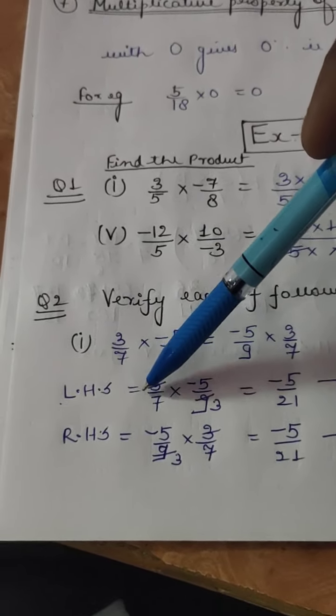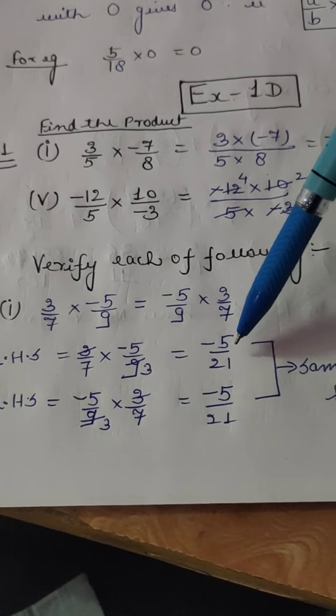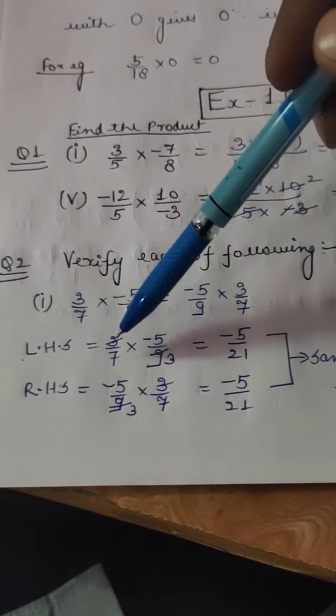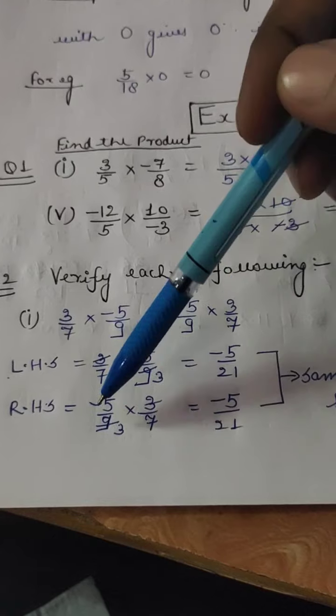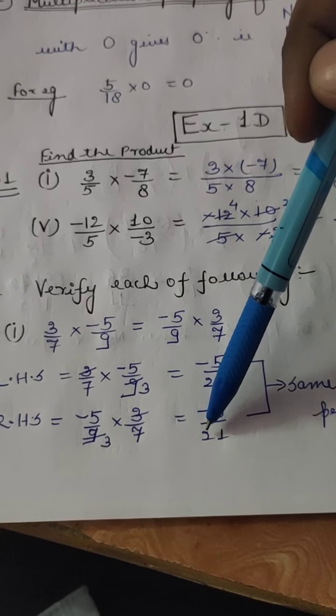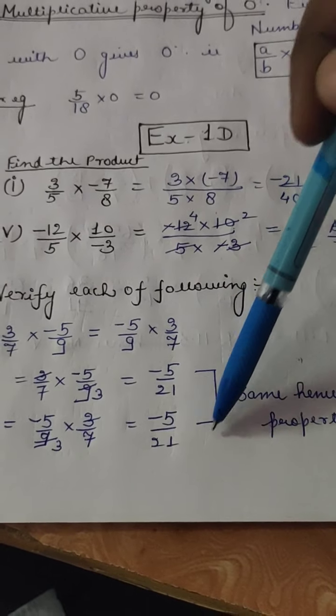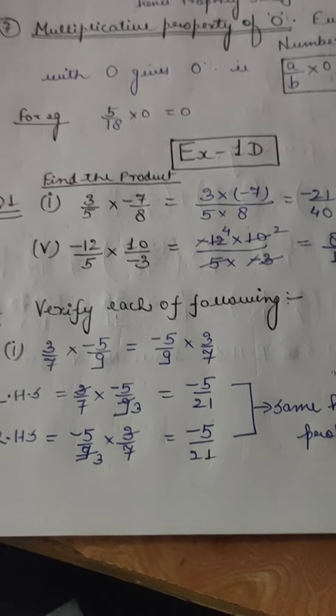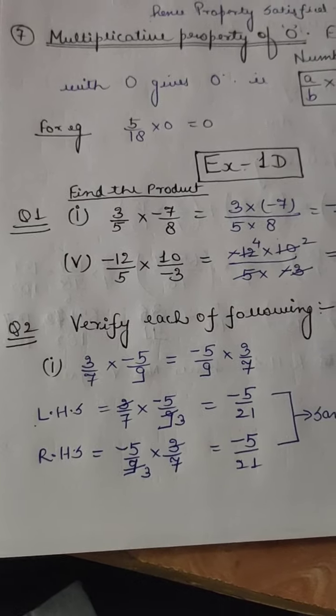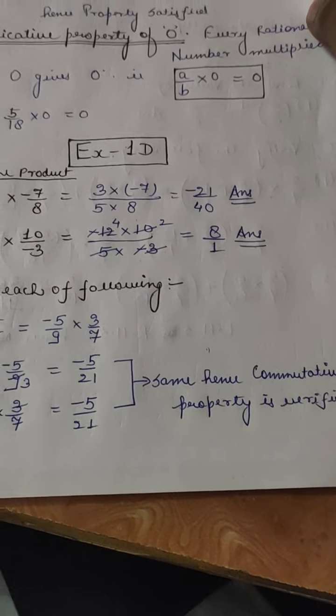First we have picked the left hand side, multiplied, and the result is minus 5 by 21. Next we have taken the right hand side and multiplied, and we get the result minus 5 by 21. Check, both the results are the same, hence the property is satisfied. Which property is satisfied? Commutative property.